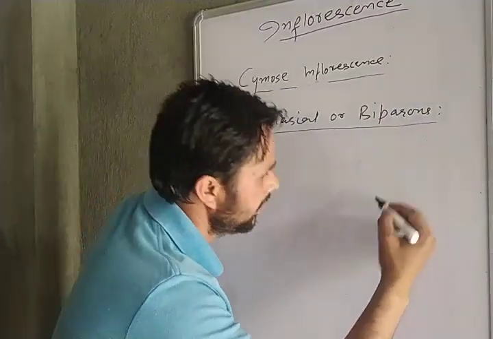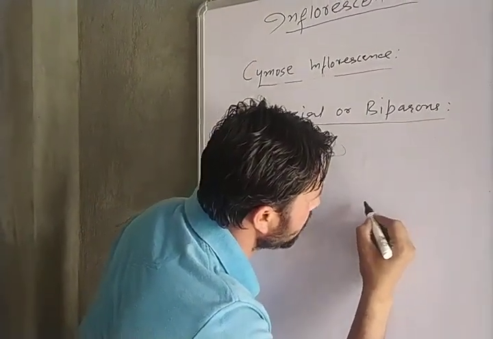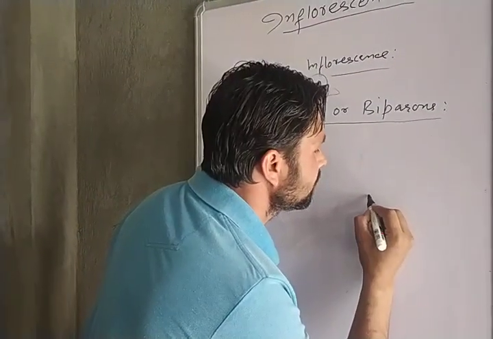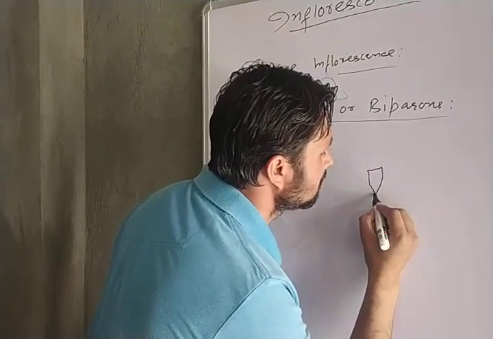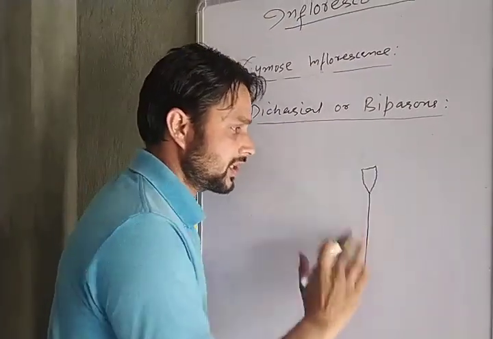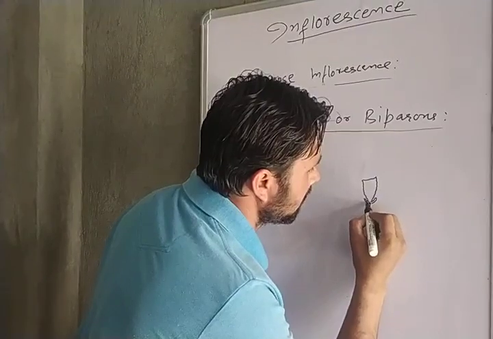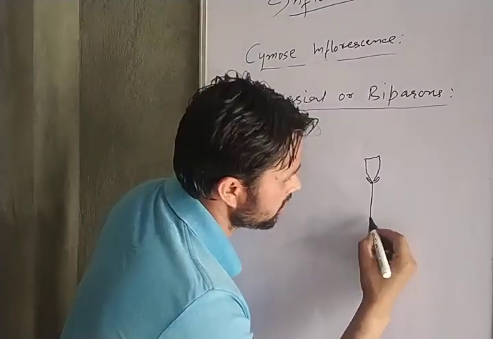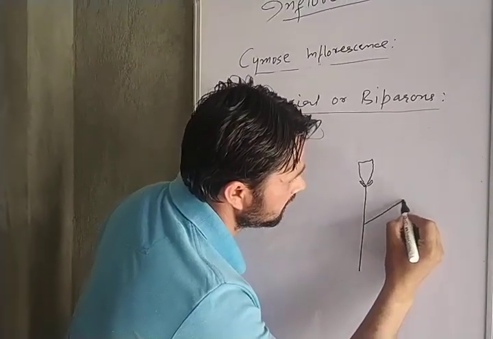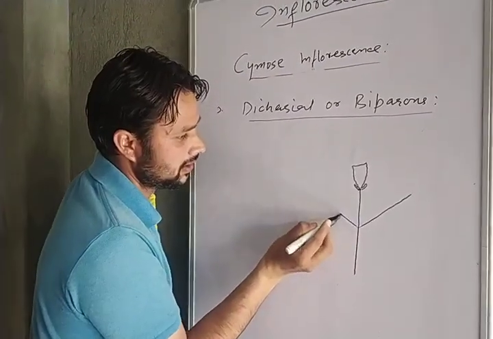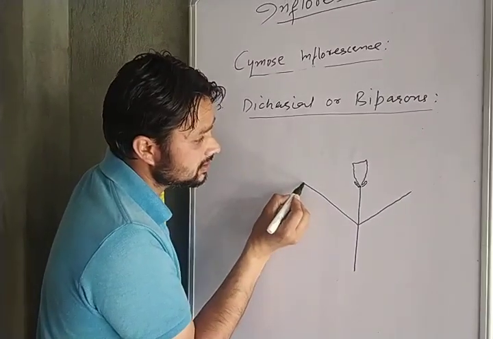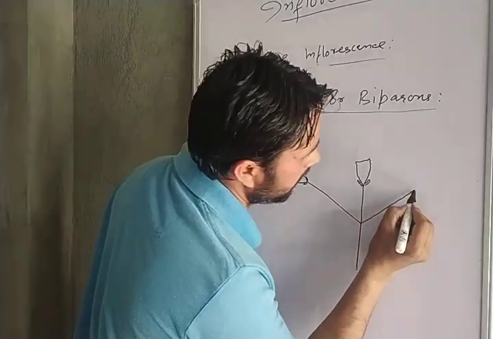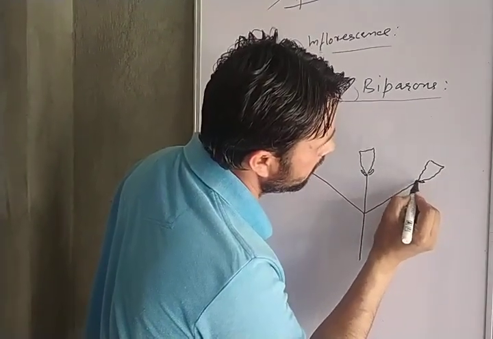Again, I am showing here. If this is the floral axis, okay, it terminates into a flower. Now, as per the definition of cymose inflorescence, two lateral branches arise. One gets here and one gets here. Again, this gets terminated into a flower, and here it again gets terminated into a flower.